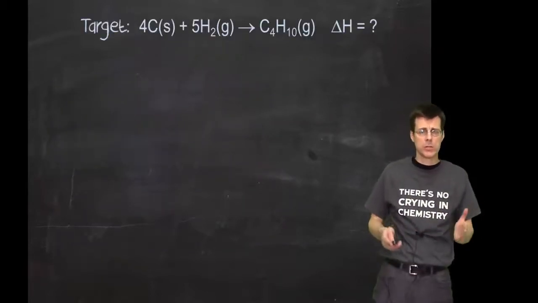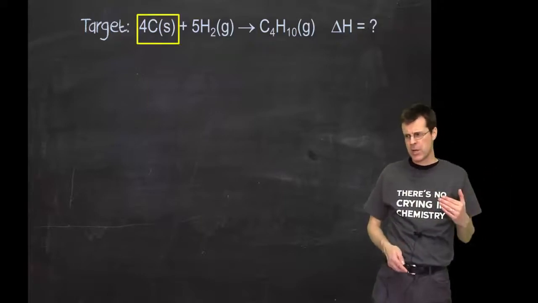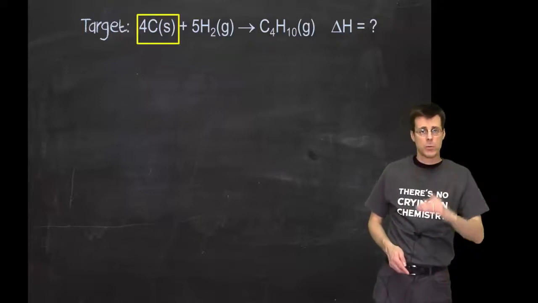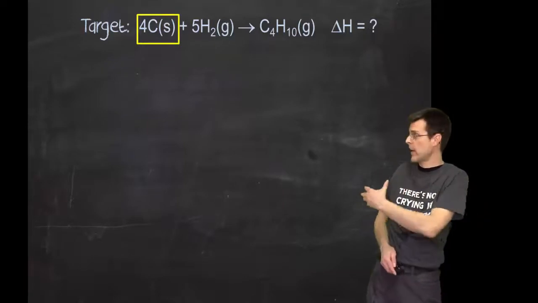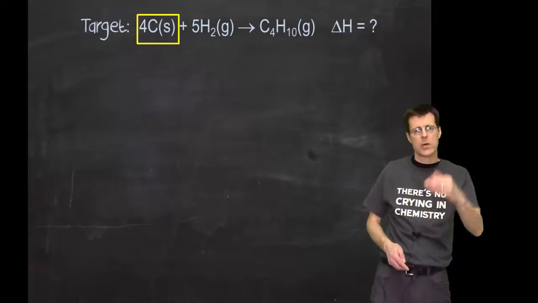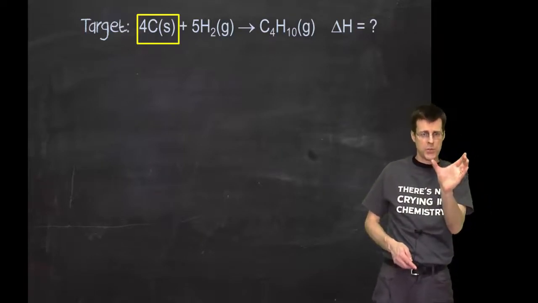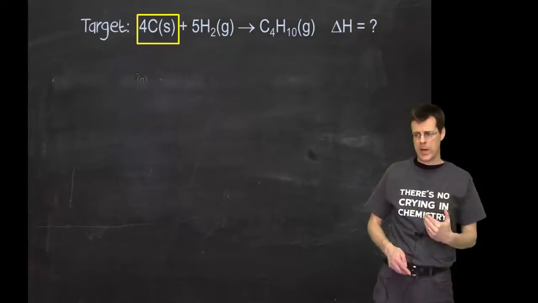Okay, so how are we going to use those? We have those reactions, we have our target reaction, and we have our reactions to use. Now, I like to do it this way. Within my target reaction, I'll pick one of the reactants, in this case I picked the reactant. I'm going to try and find 4 moles of carbon solid from my given reactions, and I'm going to put it on the reactant side.